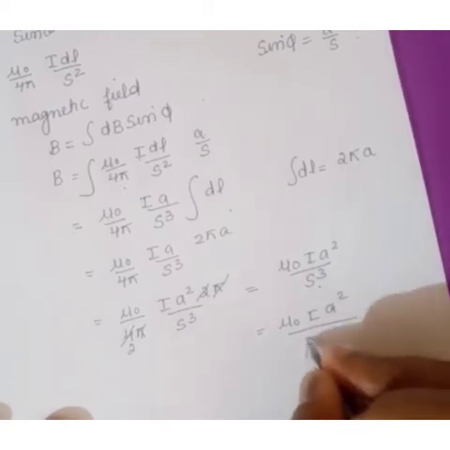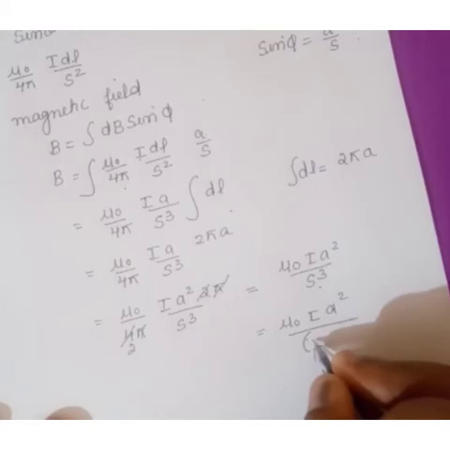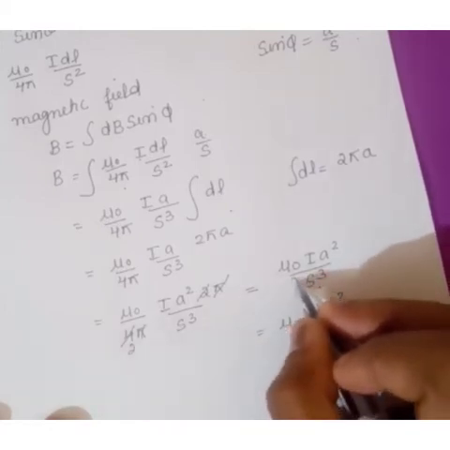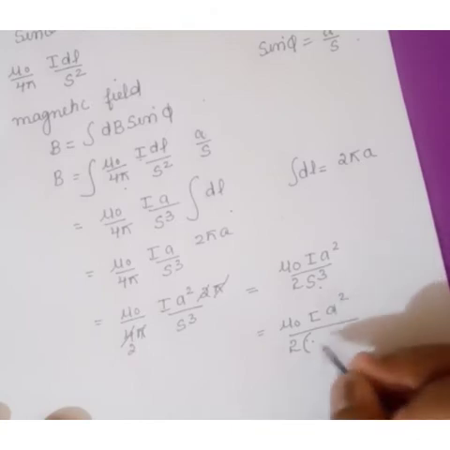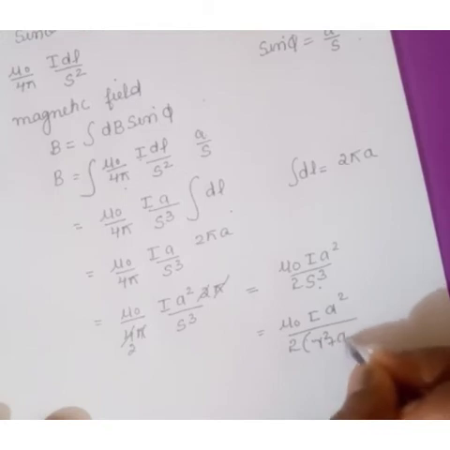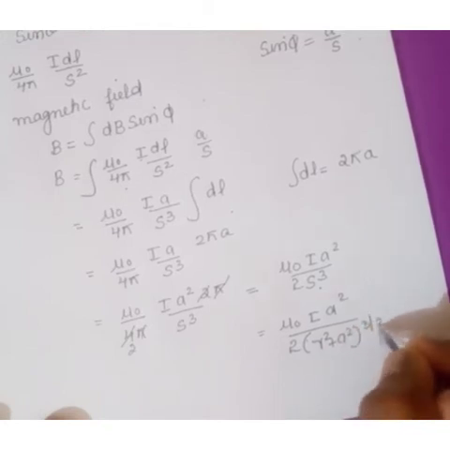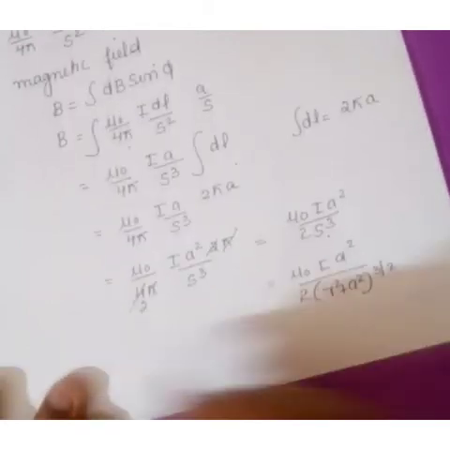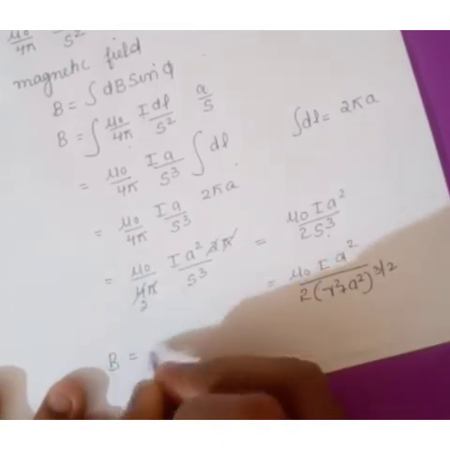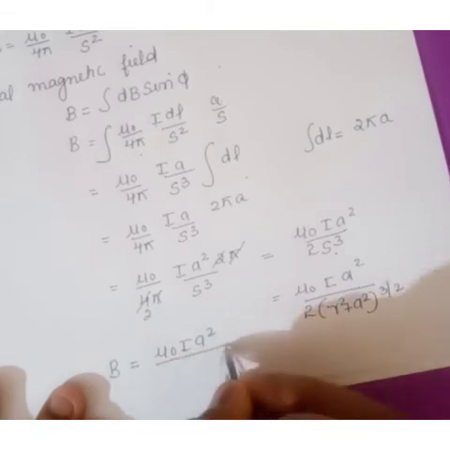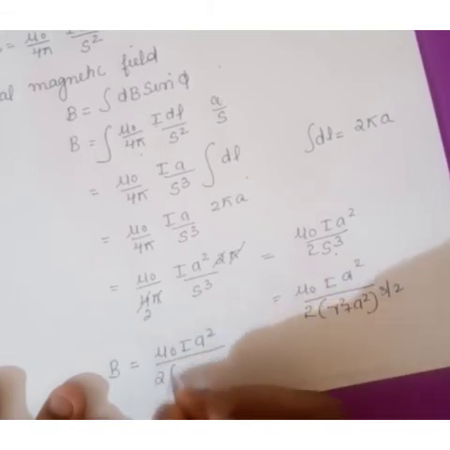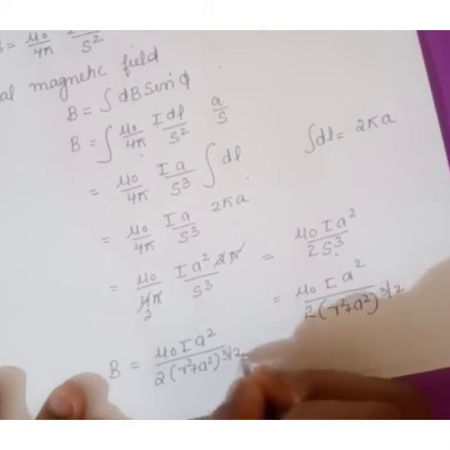what is s cube? Here also one more term, 2, is present. 2 is not cancelled. 2 into s cube, which means r square plus a square raised to 3 by 2. Okay, so magnetic field B is equal to mu 0 I a square divided by 2 into r square plus a square raised to 3 by 2.